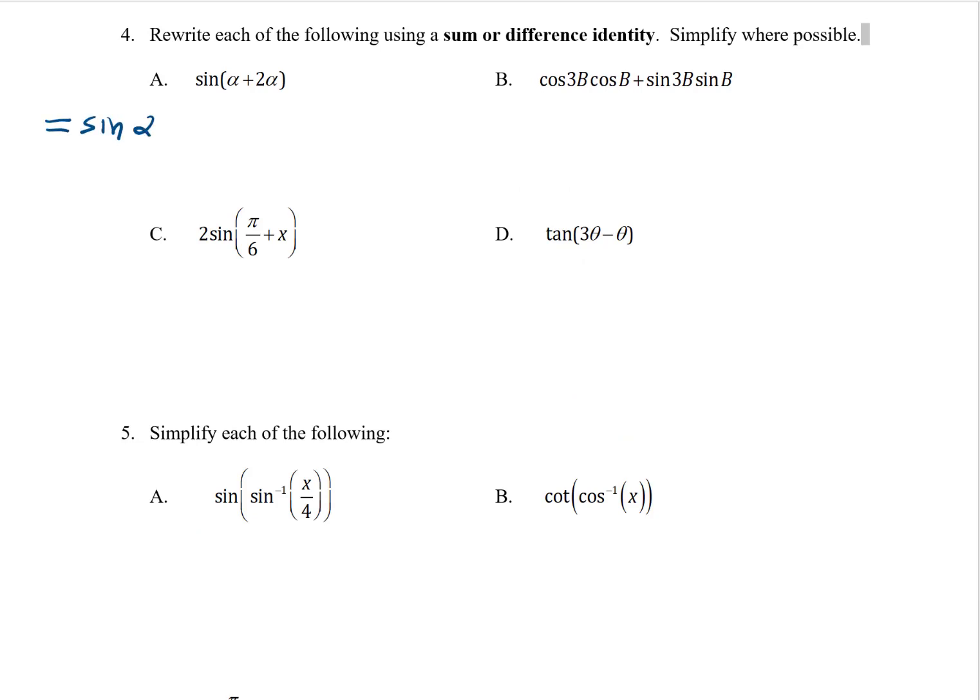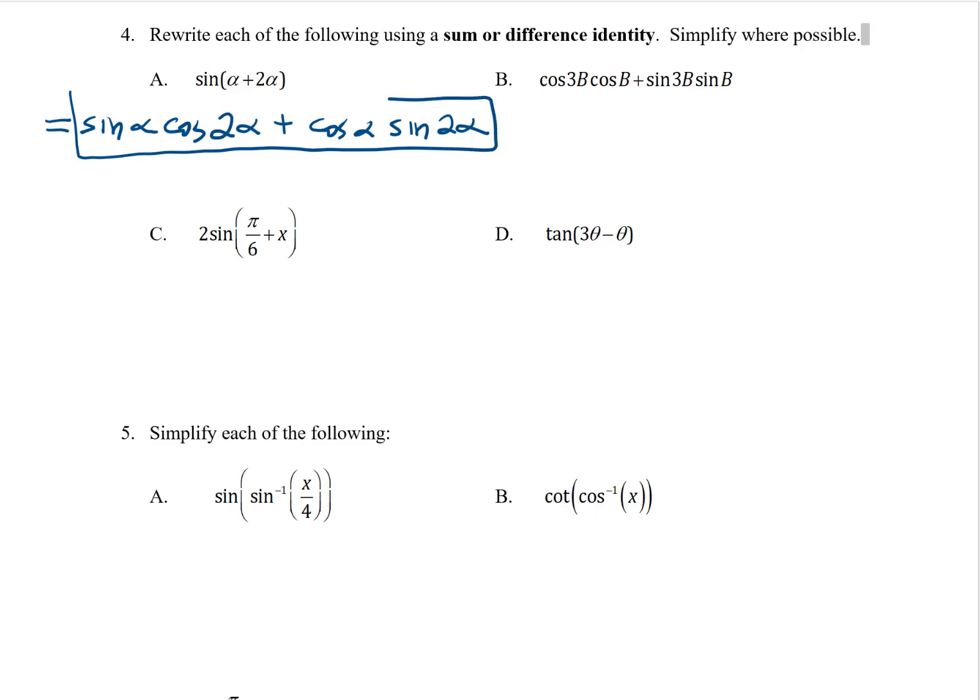Sine first cosine second plus cosine first sine second. Sine alpha cosine 2 alpha plus cosine alpha sine 2 alpha. And I don't really have any way to simplify that, so I'm finished.